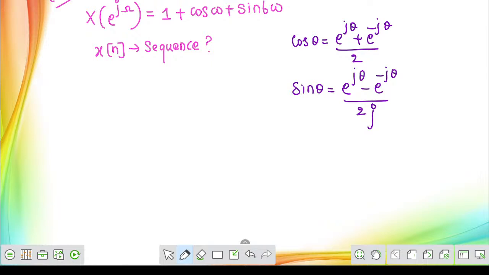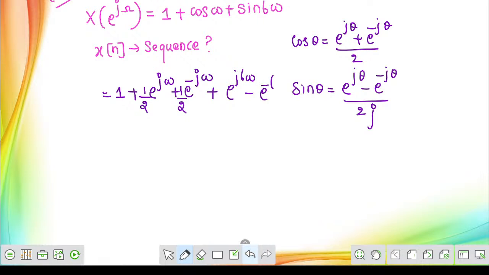Now, let us expand this series. This can be written as 1 plus cos omega, which is e power j omega plus e power minus j omega, each divided by 2 because in the formula we have denominator 2, plus sin 6 omega, which is e power j 6 omega minus e power minus j 6 omega, with 1 upon 2j.